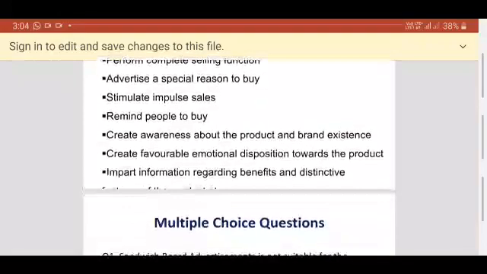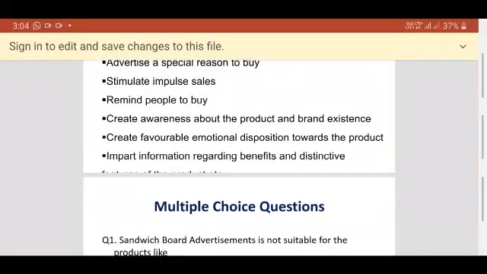Next, it creates awareness about the product and brand existence. Of course, a lot of advertisements are shown on television every day. These are all making a lot of awareness in the minds of the consumers, and it is attracting new consumers, and also it shows that our brand still exists.